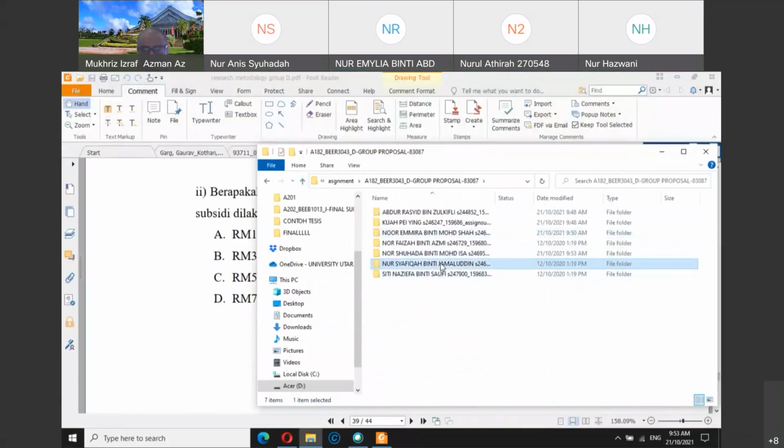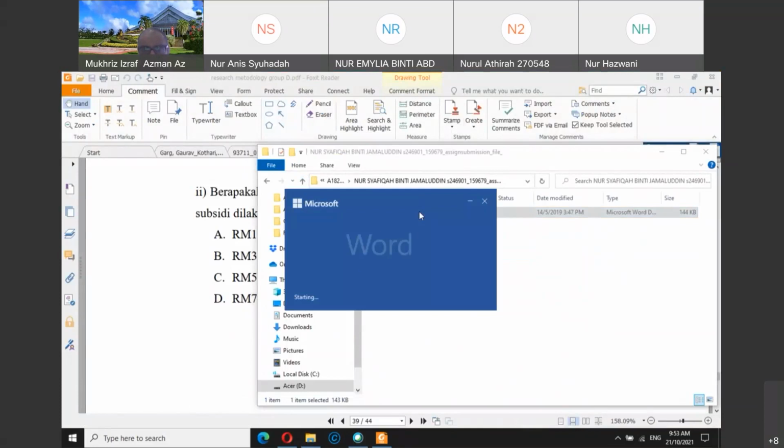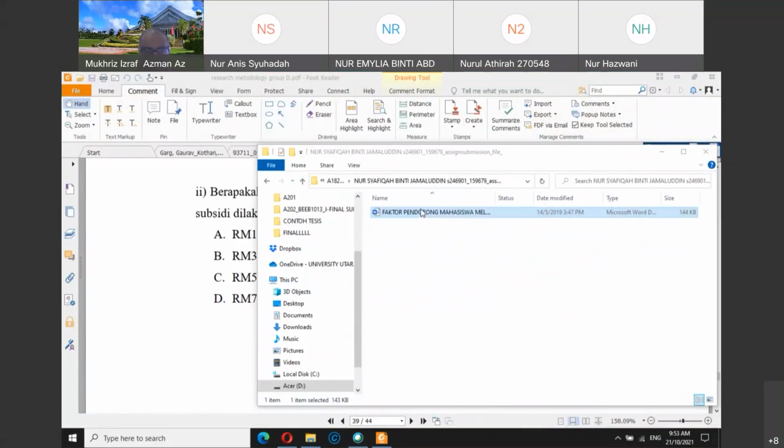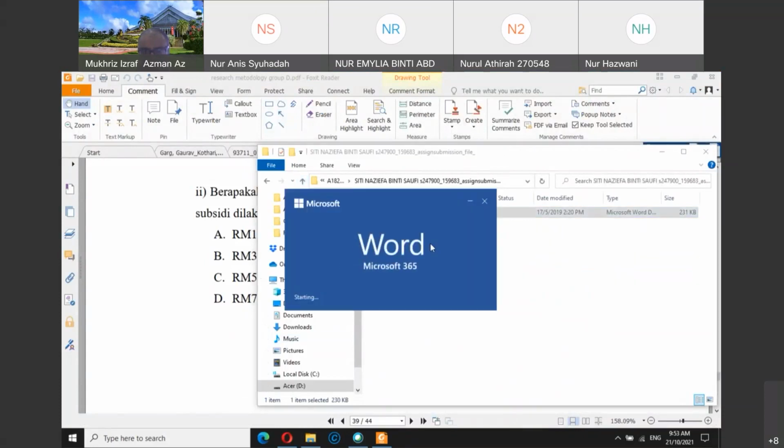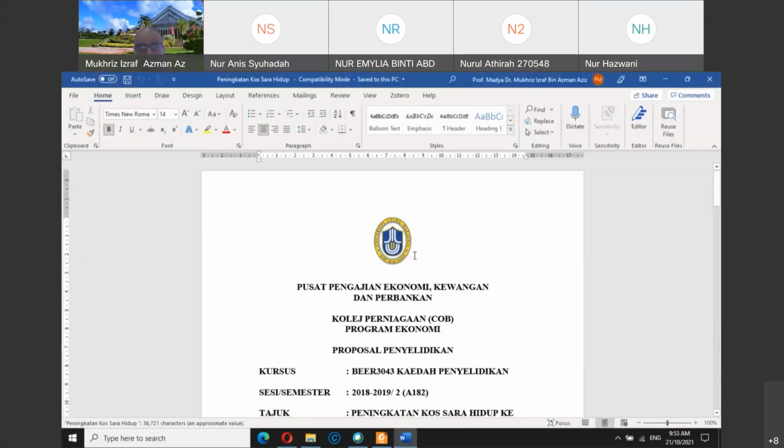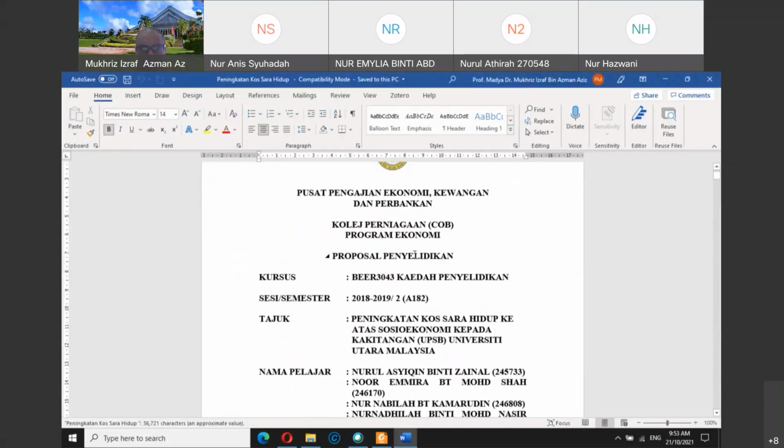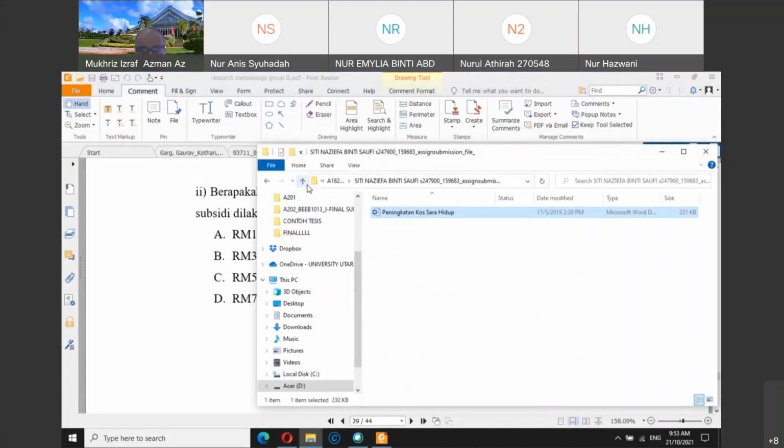Okay, and this one is again, I think, on... Okay, why is it not opening? I'm not sure why. Okay, this is on the, oh, this is the UPSB. Okay, we'll see.